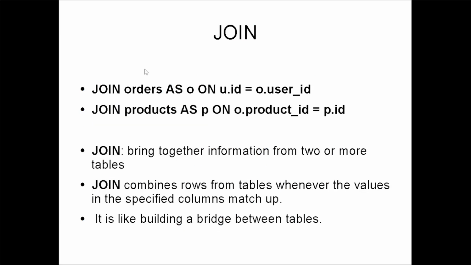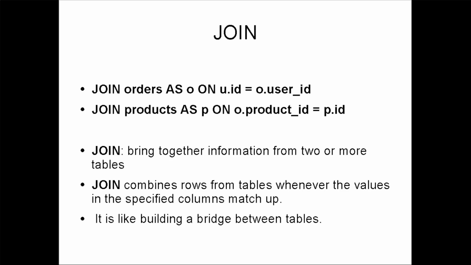The next item in our query is join. Join orders as o on u.id equals o.user_id. In SQL, a join is a way to bring together information from two or more tables based on something they have in common, like a shared column. Imagine you have one table with customer details and another with their orders. On their own, they are just separate lists. A join lets you connect the dots, so you can see, for example, which customer placed which order, all in one result. A join combines rows from these tables whenever the values in the specified columns match up.